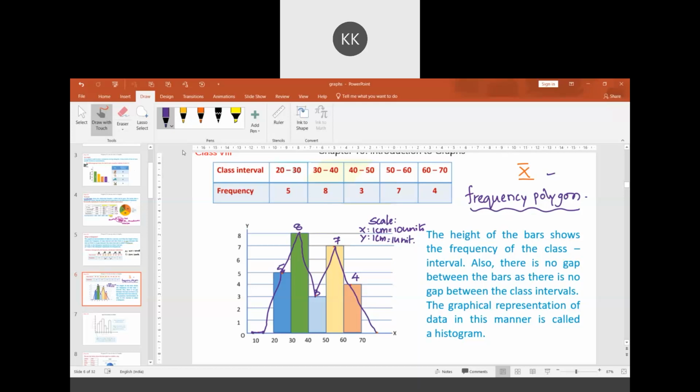Sir, if I have the number 30, will it come in the class interval 20 to 30 or in the class interval 30 to 40? Once again, if I have the number 30, will it come in 20 to 30 or in 30 to 40? I will tell you.